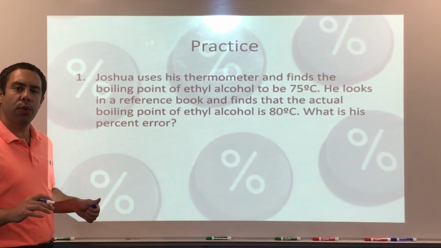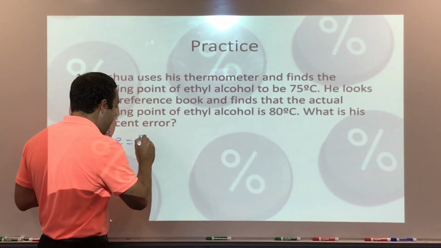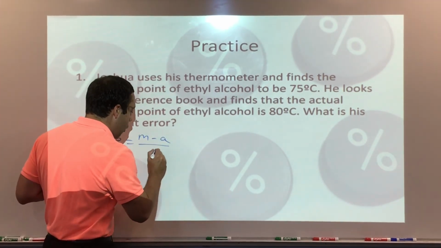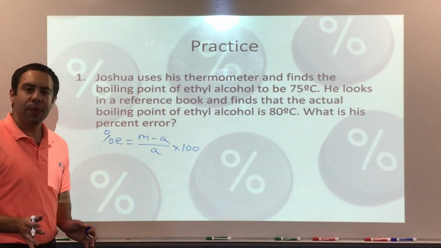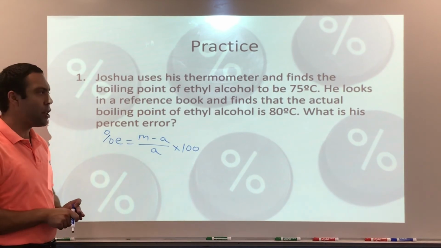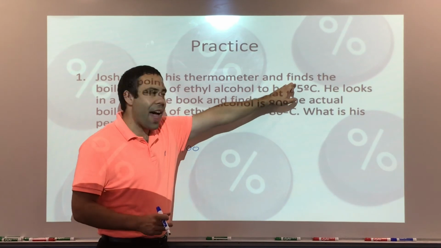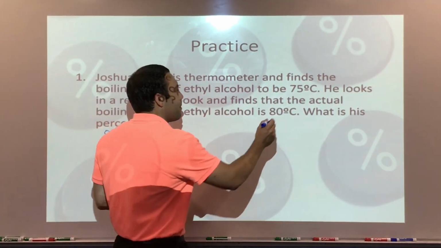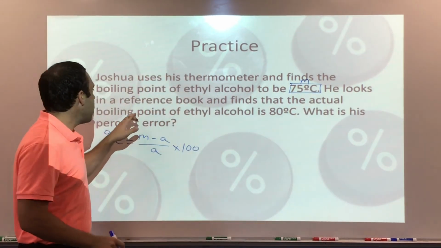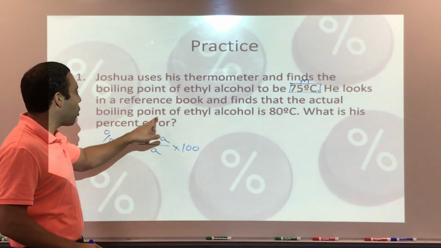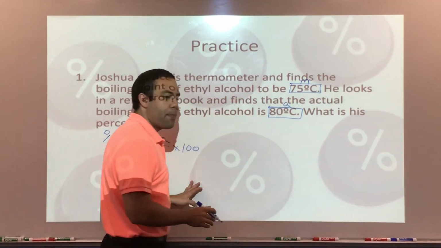So, first thing we do is we write our formula. Percent E equals measured minus accepted over accepted times 100. Next, we have to find the measured and accepted values. Joshua measured, he found the boiling point to be 75 degrees Celsius. That's our measured. When he looks in the reference book, he finds that the actual boiling point is 80 degrees Celsius. That is our accepted value.